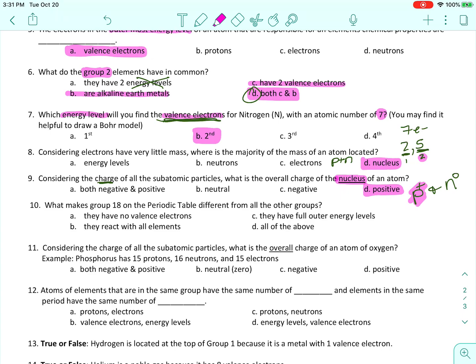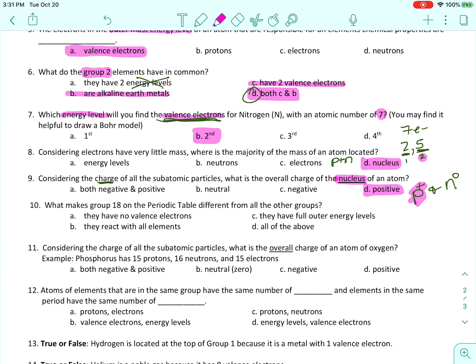What makes group 18 on the periodic table different from all the other groups? Group 18, these are the noble gases. We colored them brown on our periodic table. They're the very last group to the right. Why are they so special? Now let's read our options. A, they have no valence electrons. B, they react with all elements. C, they have full outer energy levels. Or D, all of the above.